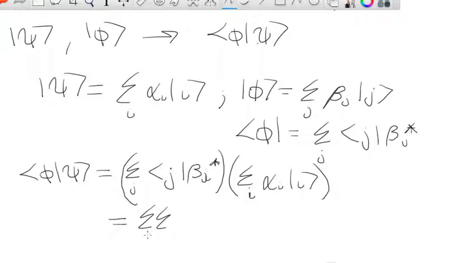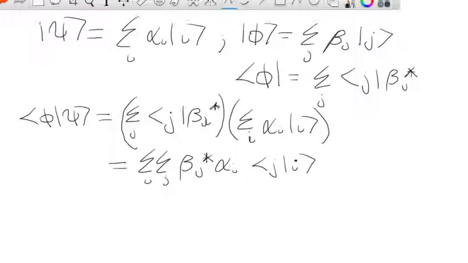So we have two summations here, i and j. We've got beta j conjugate. Let's bring the other one out, alpha i. Now these j and i kets and bras only act on themselves, only concerned about themselves here. So these come out. Okay, so what do we do next?